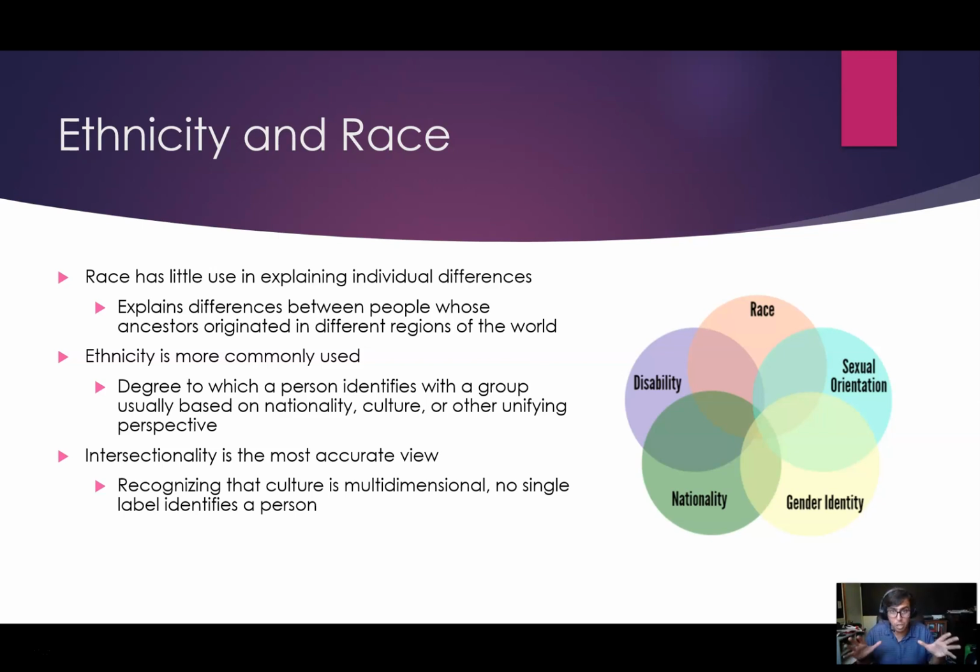Race has little use in explaining individual differences. It explains differences between people whose ancestors originated in different regions of the world, and that is about it. The color of our skin does not mean all that much. Ethnicity is more commonly used. The degree to which a person identifies with a group, usually based on nationality, culture, or other unifying perspective. So, ethnicity is how we identify with the group.